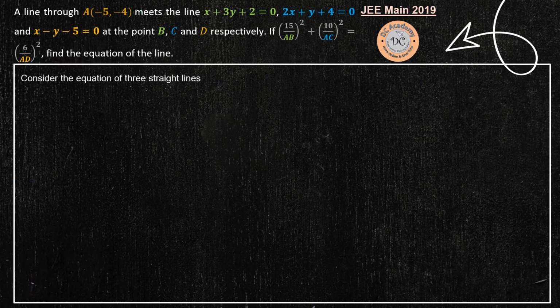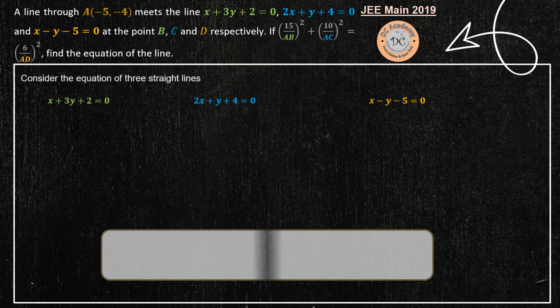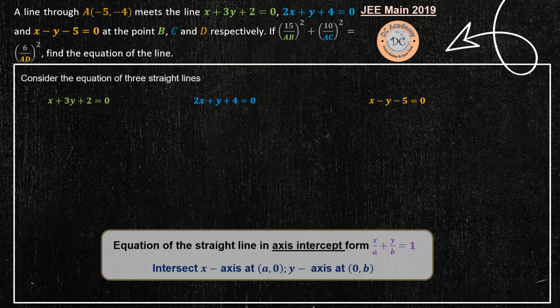So first we consider the three given straight lines: x + 3y + 2 = 0, 2x + y + 4 = 0 and x - y - 5 = 0. Now, to understand this problem, we have to sketch the graph; that will be the easiest thing. To do so, we know that the equation of a straight line in intercept form can be written as x/a + y/b = 1, where the x-intercept is (a, 0) and the y-intercept is (0, b).